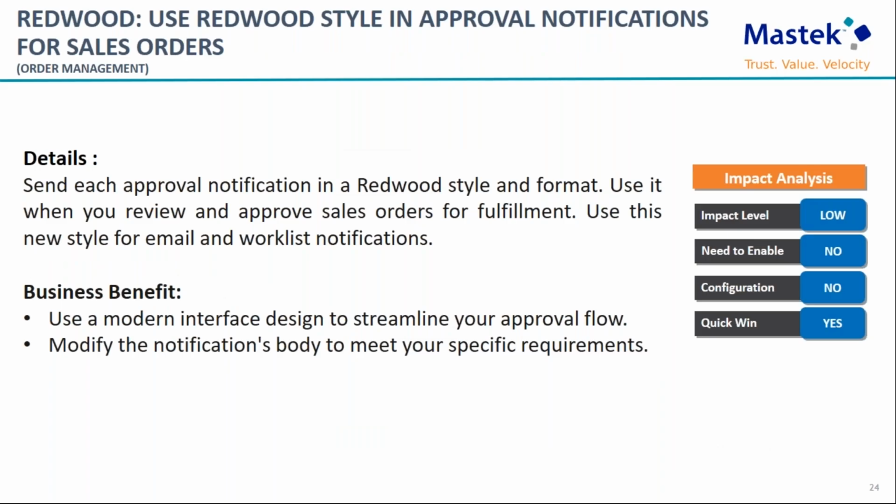The next feature is use Redwood style in approval notifications for sales orders, which is also a Redwood feature. This feature provides us with a Redwood style, a new format for the approval notification. We can use it to view and review our approval sales orders for fulfillment. This feature allows us to use the new style for email and worklist notifications also. The business benefit this feature provides is that it uses a modern interface design to streamline our approval flow, and we can modify the notification's body to meet a specific requirement.